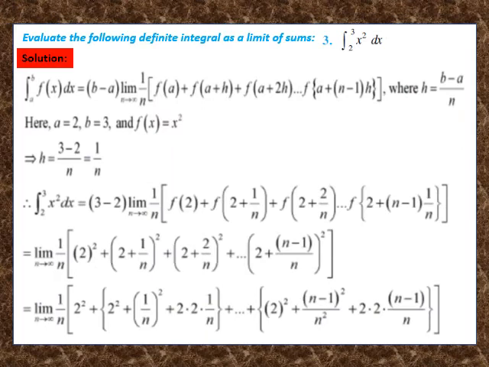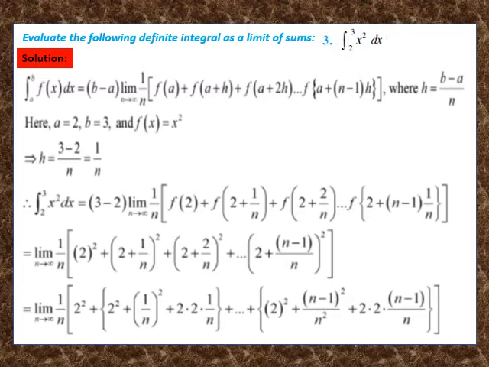Moving to question 3. Evaluate the following definite integral as a limit of sum integral 2 to 3 x square dx. So we know that integral a to b f(x) dx equals to b minus a limit n tends to infinite 1 upon n f(a) plus h plus f(a) plus 2h and so on f(a) plus n minus 1 into h, and where h equals to b minus a upon n. So here we can see that a is equal to 2, b is equal to 3, f(x) equals to x square. So h will be equal to what? B minus a upon n, that is 3 minus 2 upon n, which is 1 upon n.